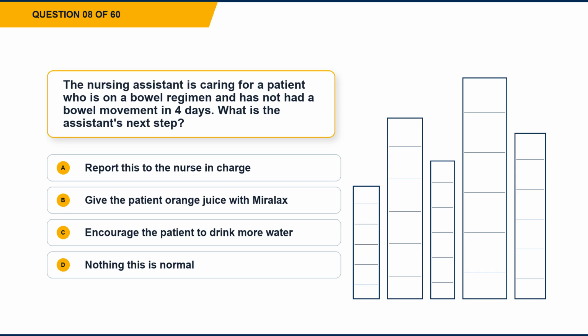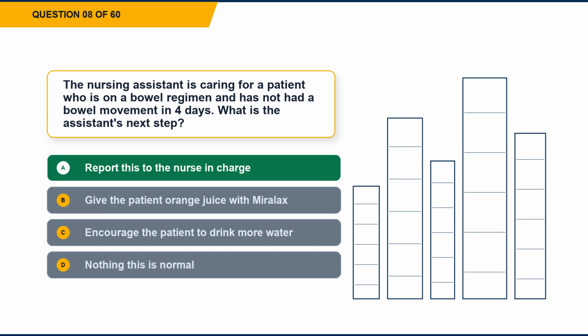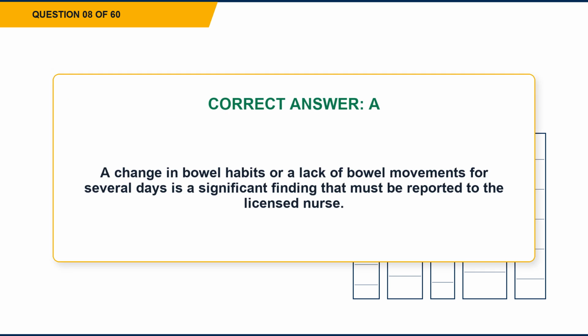Question 8. The nursing assistant is caring for a patient who is on a bowel regimen and has not had a bowel movement in 4 days. What is the assistant's next step? Option A, report this to the nurse in charge. Option B, give the patient orange juice with Miralax. Option C, encourage the patient to drink more water. Option D, nothing, this is normal. The correct answer is option A. Explanation: a change in bowel habits or a lack of bowel movements for several days is a significant finding that must be reported to the licensed nurse.